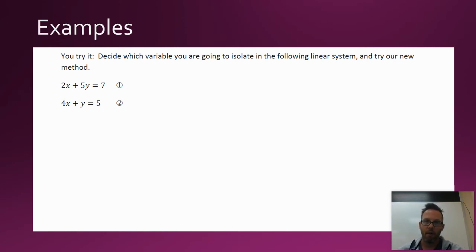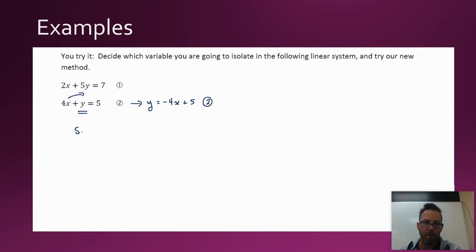All right, so if you want to pause the video, which variable are you going to isolate from which equation? And then can you implement our substitution strategy to finish it off? If you want to unpause when you're ready, here we go. If you said isolate for the y in equation 2, good for you, because it's all by itself. There's no number in front of it. It's going to make it easy to rearrange. We get y is equal to, bring over the 4x, negative 4x plus 5. So that's just a rearranged equation 2. And now we're ready to go.